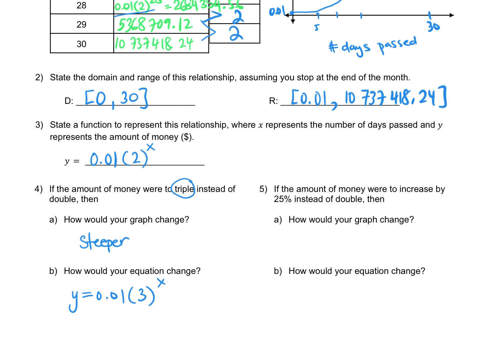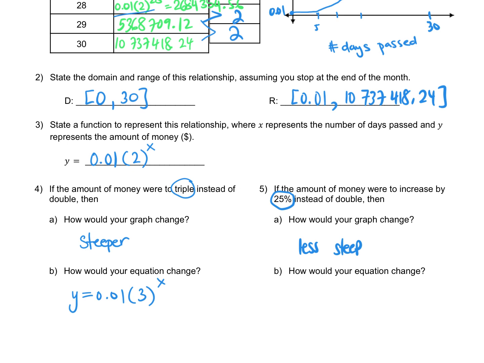If the amount of money were to increase by 25% instead of double, how would the graph change? Well, when you're doubling, your increase is 100%. You have the actual original amount plus that amount again, which means you're increasing by 100%. So if I'm increasing by 25%, that's less. So I would expect a smaller increase in the function. So it would be less steep, maybe a little flatter on the incline.